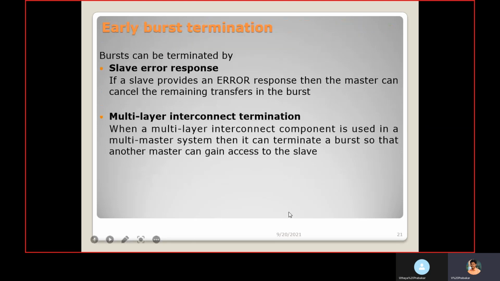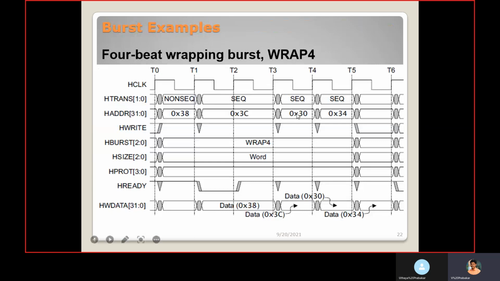38 is the starting address, then 3C and 30. Again, if we add 4 to this, we will get 34. In this way, it will automatically increment and perform. Here, for this 38th location, we are performing a write. So this is the address space, and this is the data space for this 38.